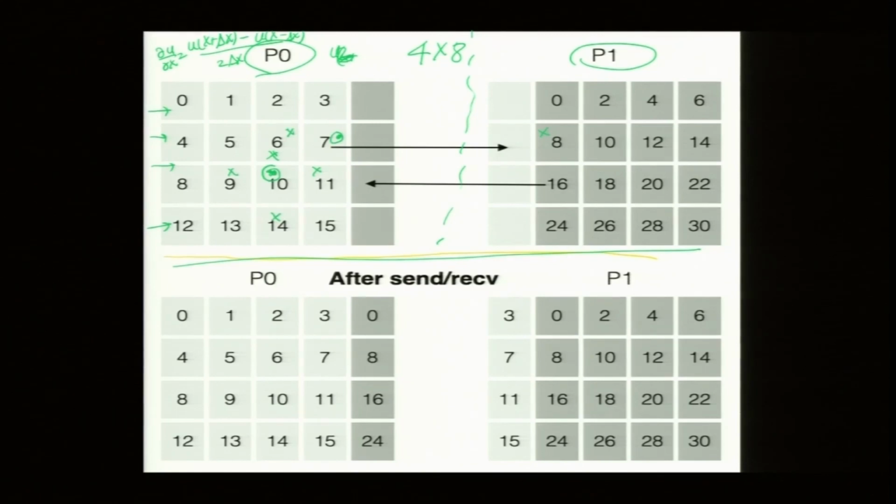So, that is what is written here. This arrow shows that I need the first column of P1, all of it should go to the left. So, instead of 4 columns I keep 5 columns. One is a column which is coming from P1.